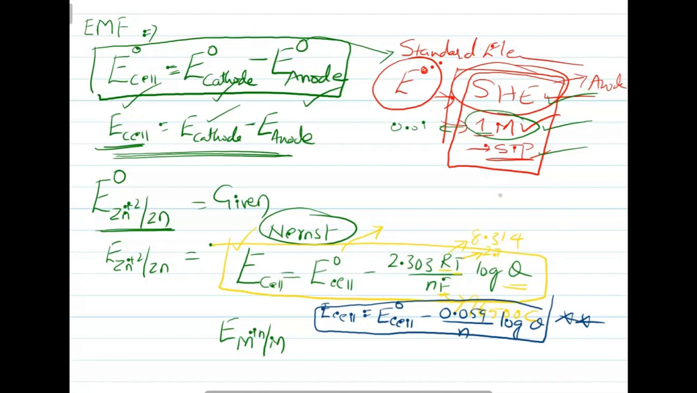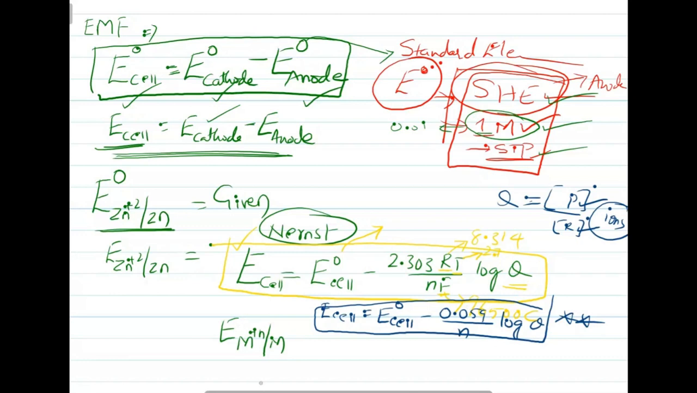Log Q. What is this Q? Q is the reaction quotient. It is the concentration of products by the concentration of reactants raised to the stoichiometric coefficients. Here the products and reactants must be taken as only ions. Only ions should be taken; other than ions, the concentration should not be taken.